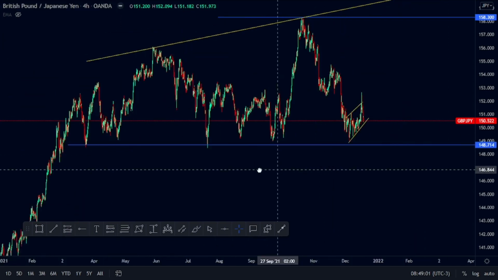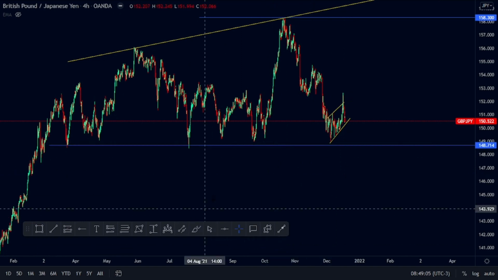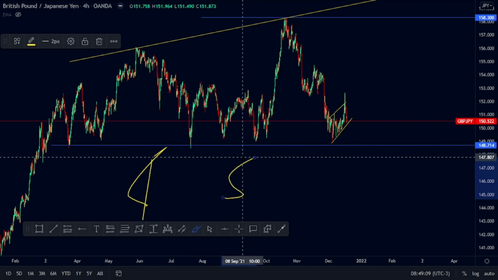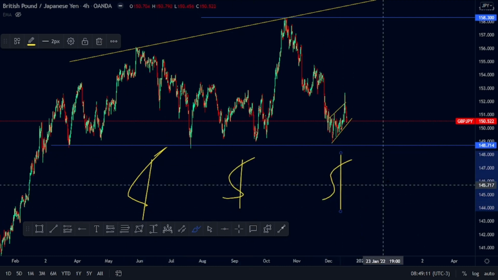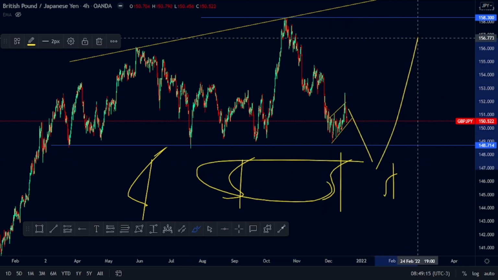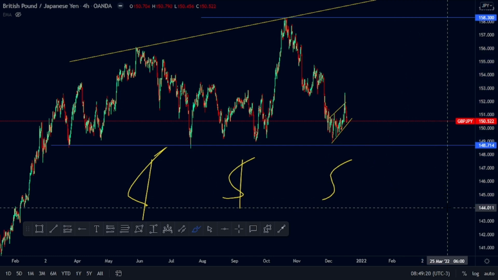People are taking this as a support level. Obviously, when people are taking the support level, their stop losses are below this level here. So price will want to drop below, liquidate them, then push back to the upside before it can drop to the downside. That is what I'm saying.